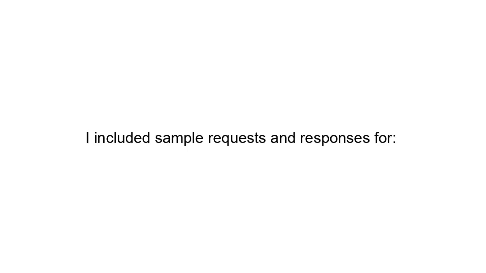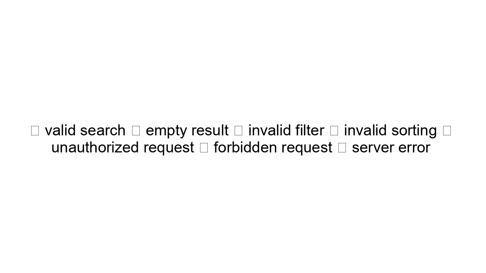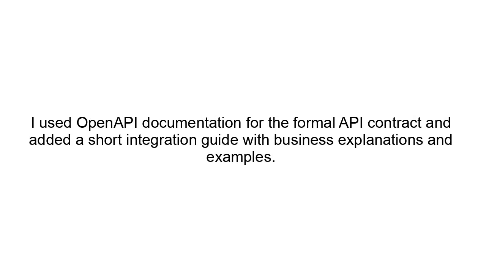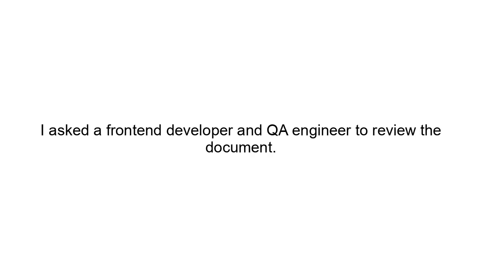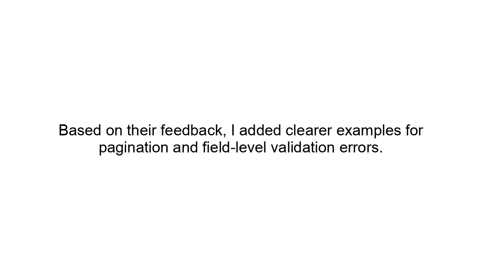I included sample requests and responses for a valid search, an empty result, an invalid filter, an invalid sorting option, an unauthorized request, a forbidden request, and a server error. I used OpenAPI documentation for the formal API contract and added a short integration guide with business explanations and examples. I asked a front-end developer and QA engineer to review the document. Based on their feedback, I added clearer examples for pagination and field-level validation errors.